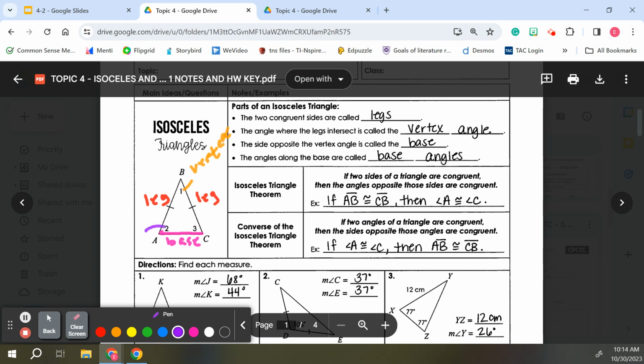So in this case, we're looking at 2 and 3. Those will be known as base angles.